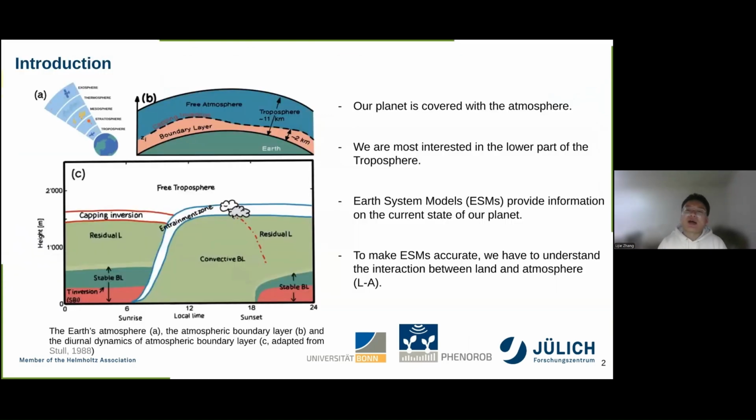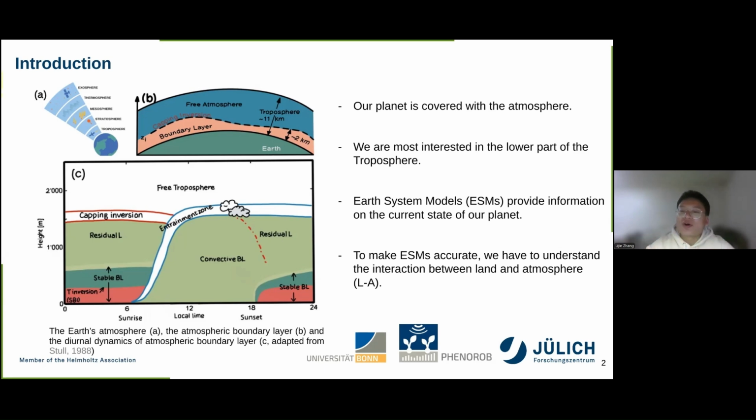So our planet is covered with atmosphere. From the bottom to the top, we have different layers. For example, we have the troposphere, the stratosphere, the mesosphere, the thermosphere, and the exosphere. But what we are interested in most is the lowest part of the troposphere, because this is where we live, and this is where most of the weather phenomena happen.